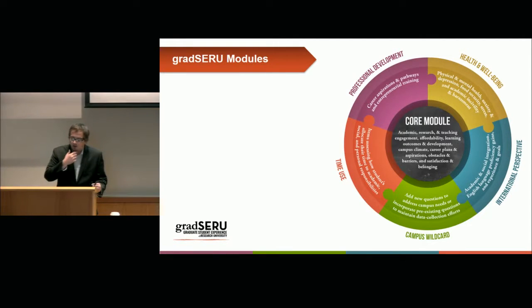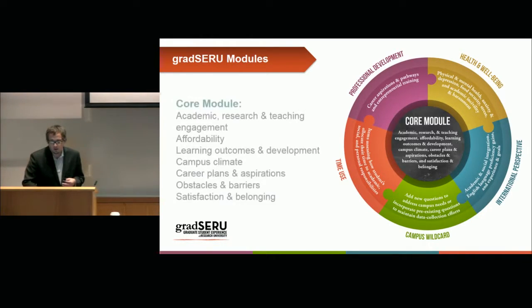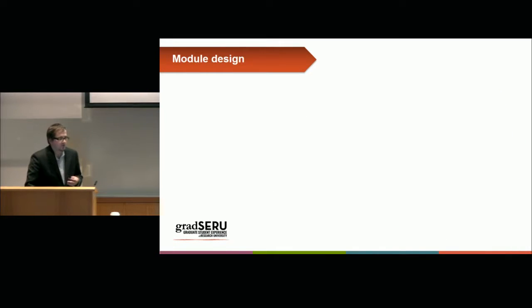As Krista was mentioning for the undergrad SERU, the GradSERU shares a similar design element in that there's a single core that is administered to all students that's represented by the circle in the center. The topics covered in this area include academic and research and teaching engagement, issues of financial support and affordability, learning outcomes and development, campus climate, career plans and aspirations, obstacles and barriers to completion, and issues and questions about student satisfaction and sense of belonging. But there's also a module design that is given to subsets of students.